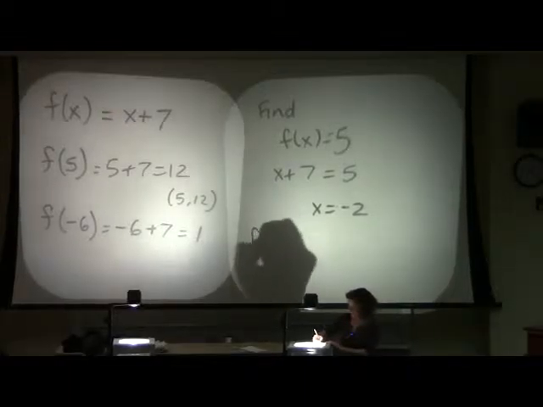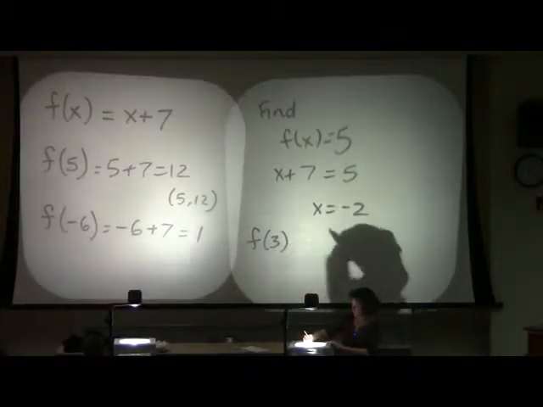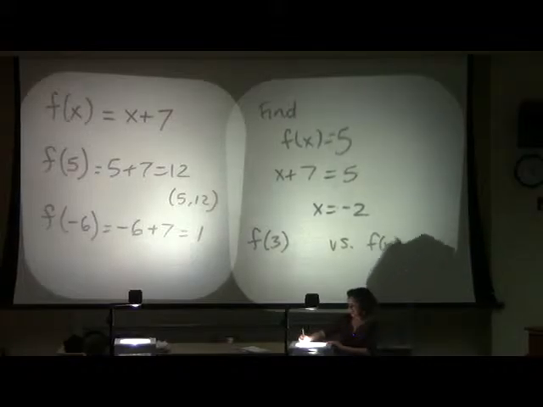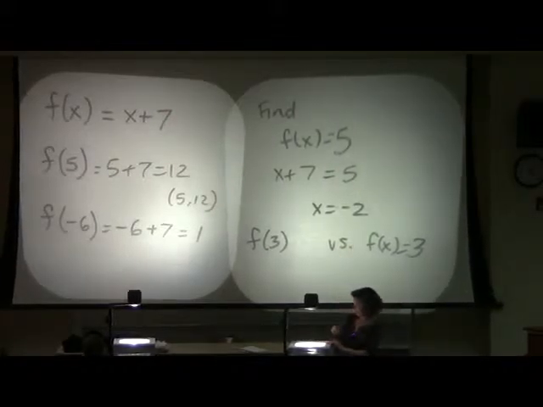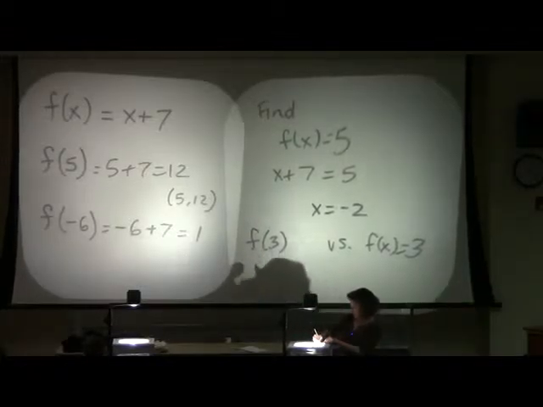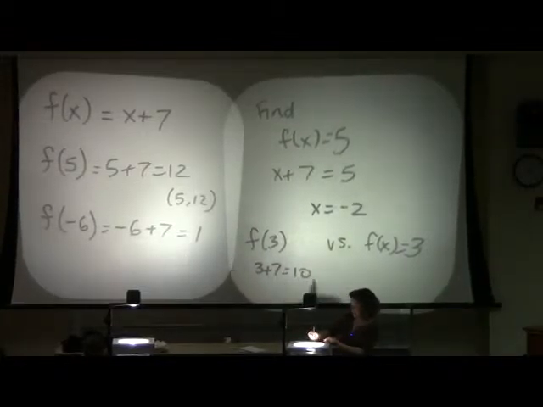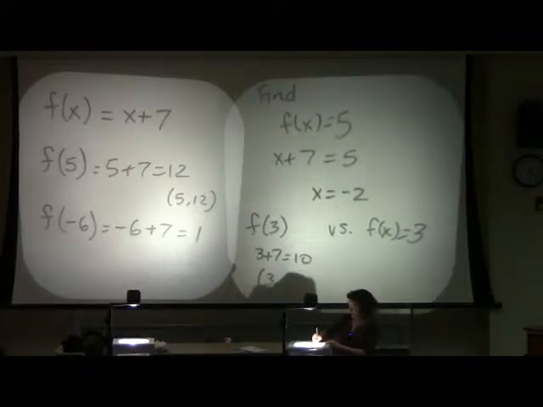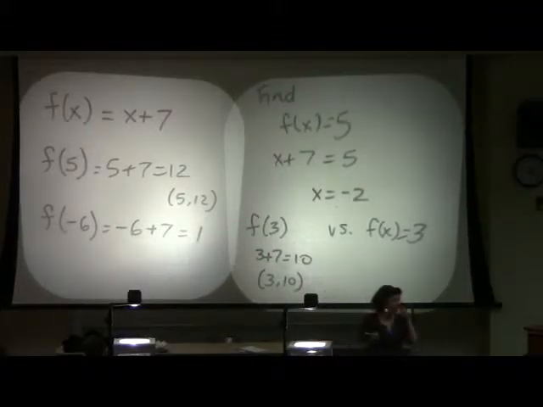Okay, so there's a difference between computing f of 3 versus f of x equals 3. What does f of 3 mean? Again, everywhere where you see an x in your function f, you're going to plug in 3. In this particular function, it's 3 plus 7 or 10. In other words, my ordered pair is 3, 10.